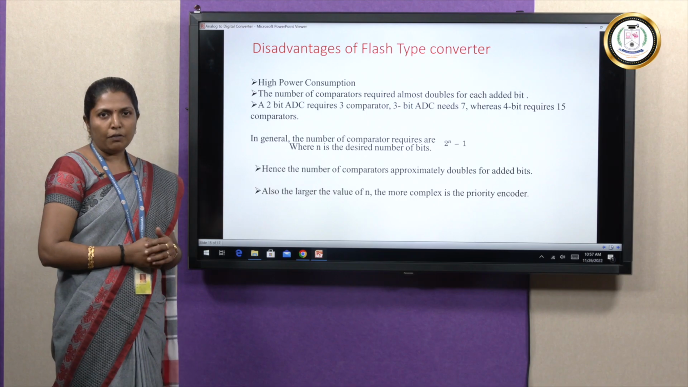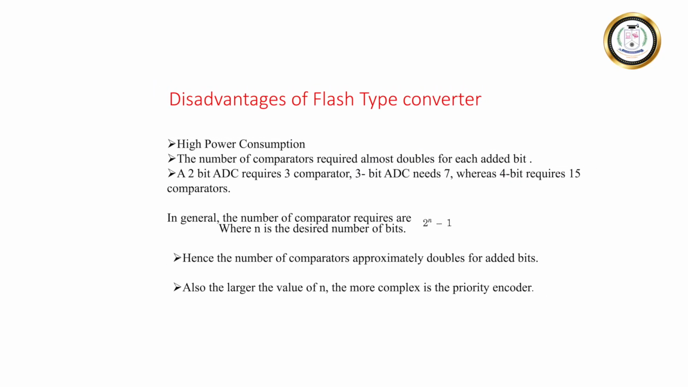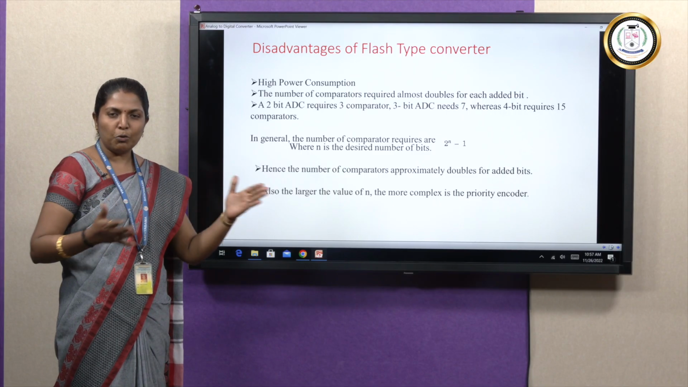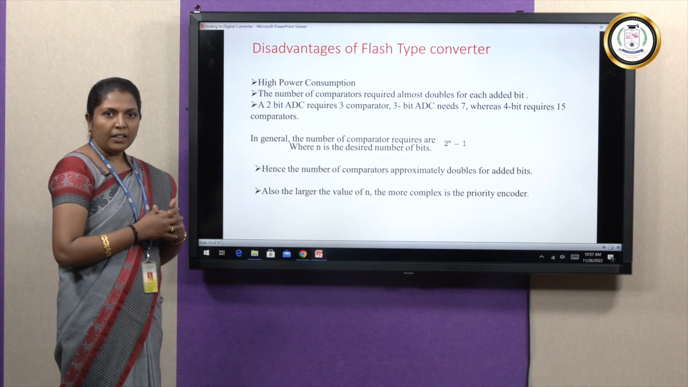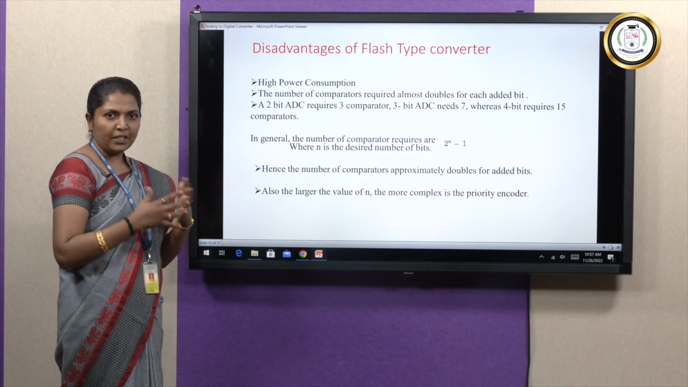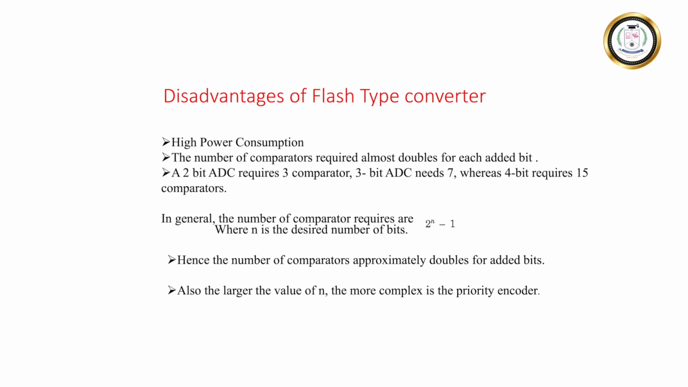The disadvantage of the flash type converter is that it consumes high power. The reason is that it is a complex circuit. It has many comparators, each comparator needs an individual power supply, and the priority encoder is also a complex one. The number of comparators required for this flash type converter is large.